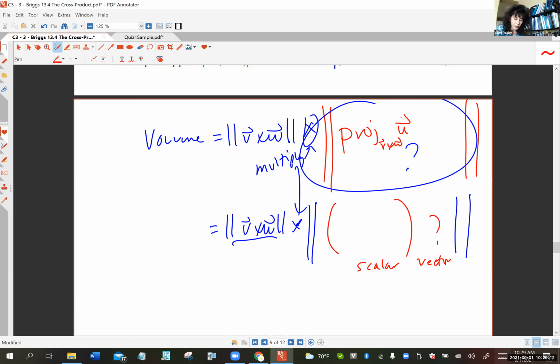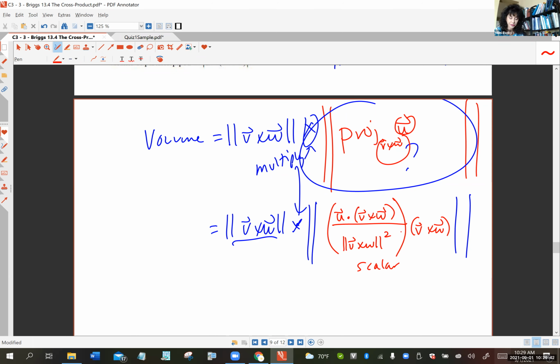Which vector? Will it be U or V cross W that goes right here? Anybody want to hazard a guess? I know some of you may not feel comfortable enough for that, but I claim it's going to be the one we're projecting onto, V cross W. And then the scalar has a dot product in the numerator, U dot V cross W, and then the magnitude of V cross W squared.